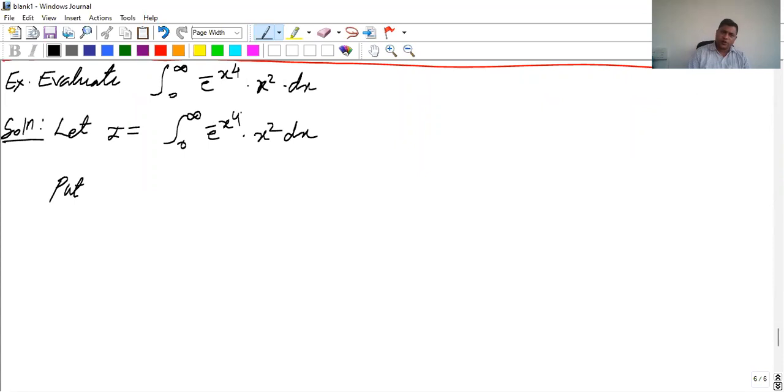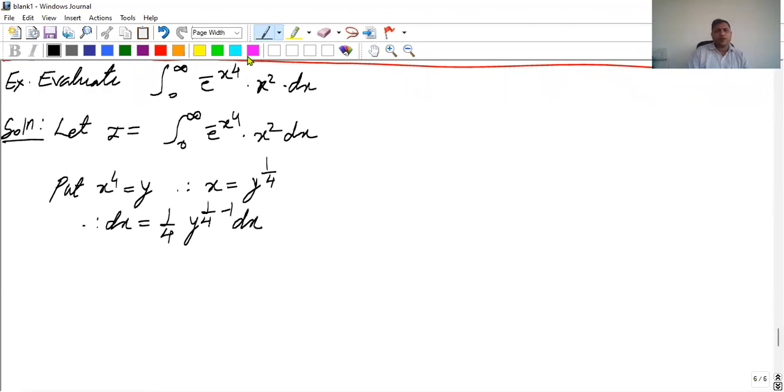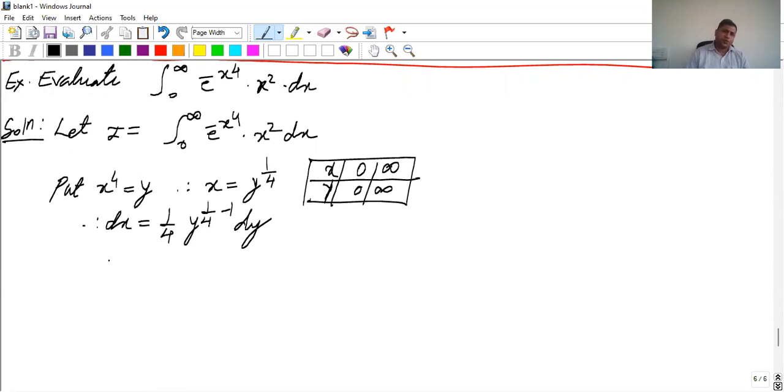So what we have to do is replace this with a variable. Put x raised to 4 equal to y. So x is equal to y raised to 1 by 4. And hence we can write dx equal to 1 by 4 y raised to 1 by 4 minus 1 dy. That's what we have. Now think of the limits. What limits will we have? x is 0 to infinity, so y will be 0 to infinity. And then x square. What is x square? x square is y raised to 1 by 4, squared. So it will be y raised to half. Is that okay?